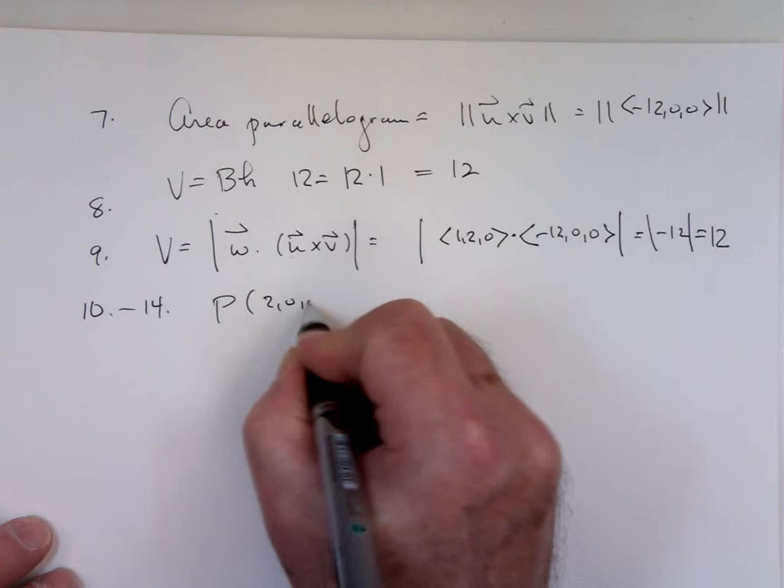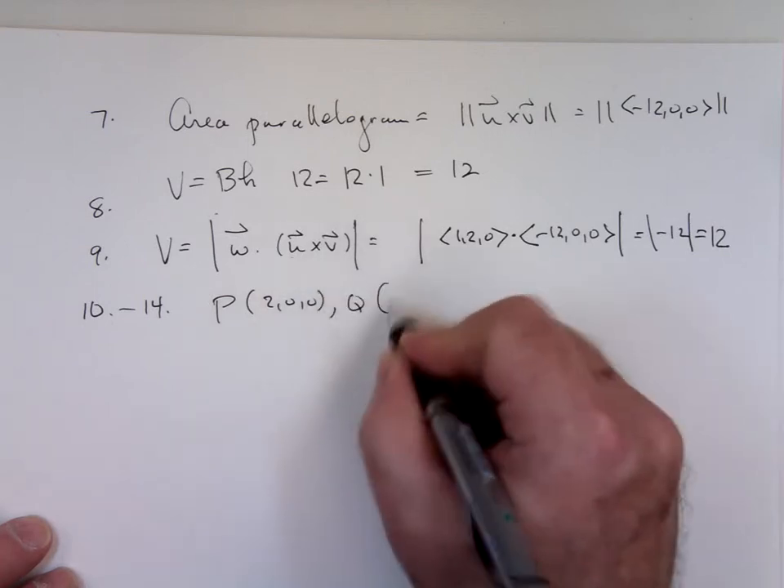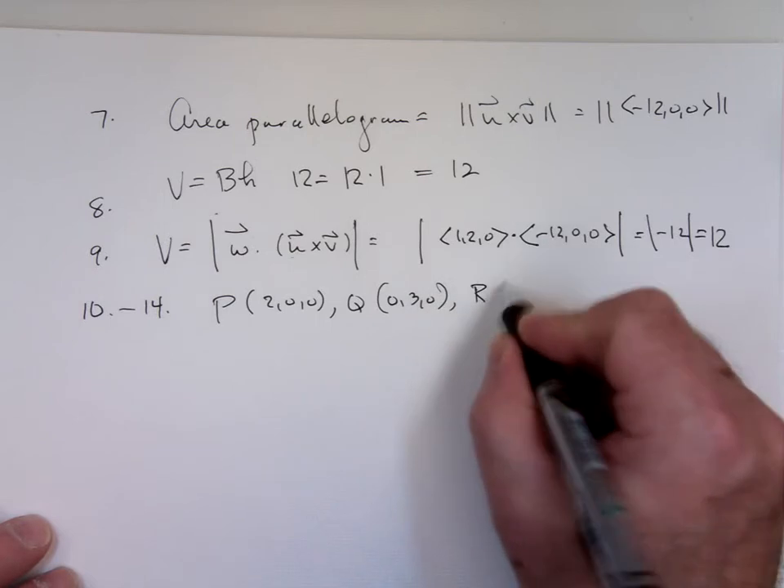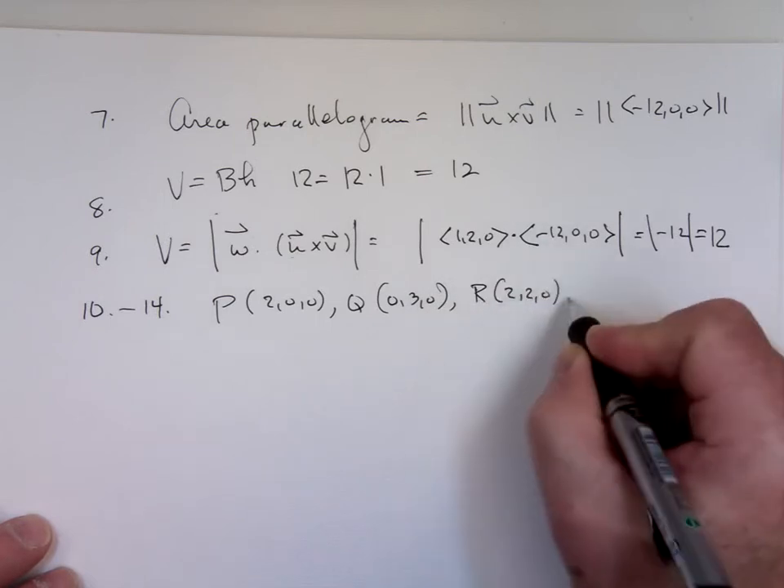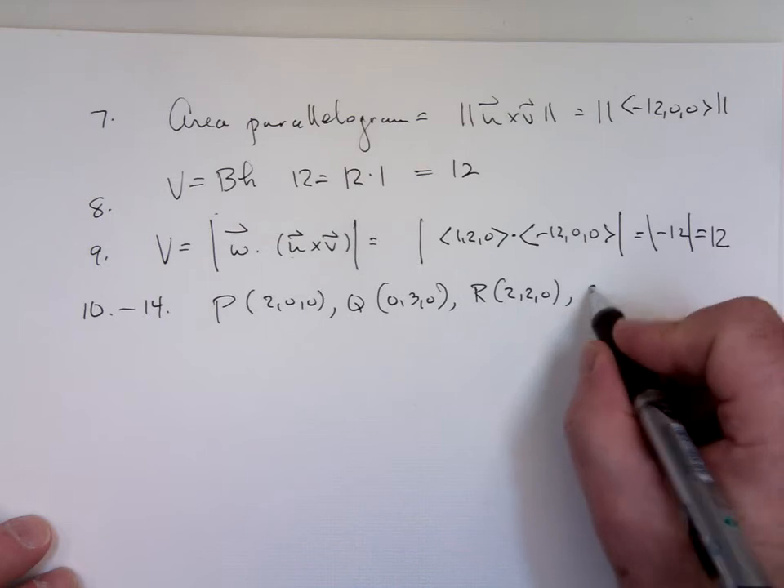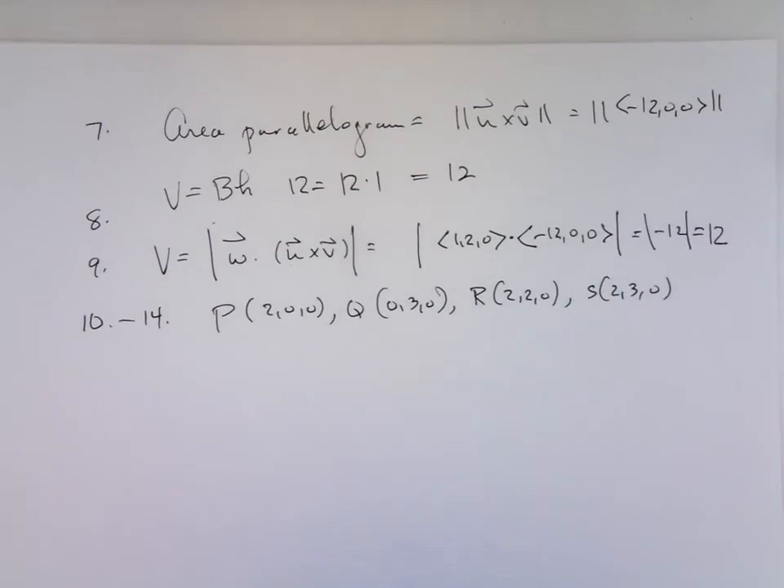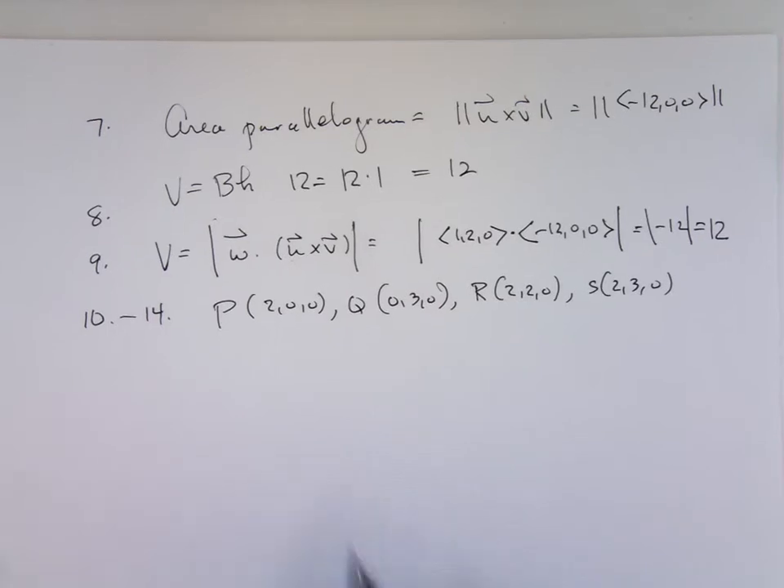2, 0, 0, 0, 3, 0. 2, 2, 0, 2, 3, 0. A lot of zeros here. Okay. Well, they're all in the xy plane. It's kind of interesting. Find the equation of the line PQ.